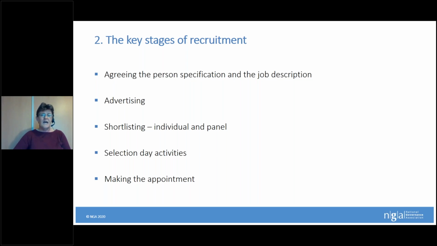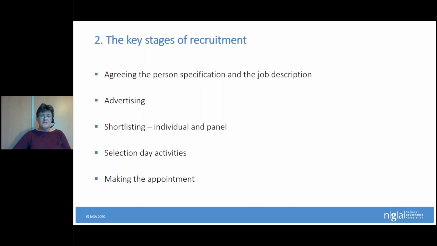We must advertise, and as I said before, it's not cheap, but we must get that right in terms of an eye-catching advert and the timeline and the live advert. Shortlisting is so important, and it's important that we do that individually and as a panel and purely against the success criteria.